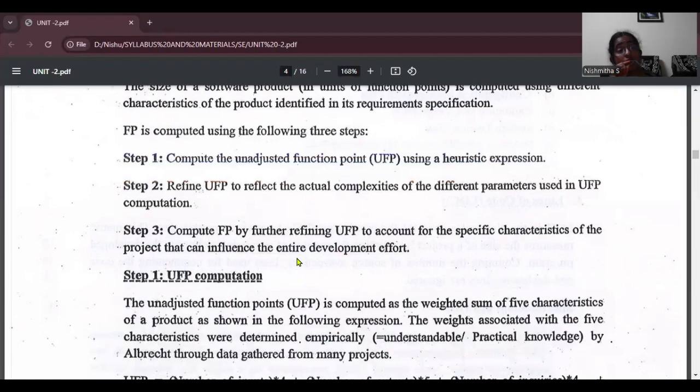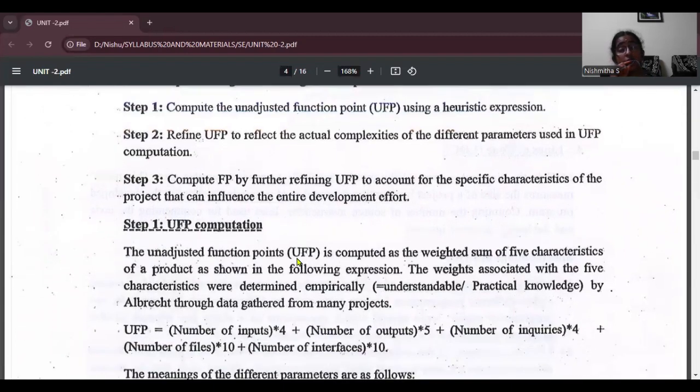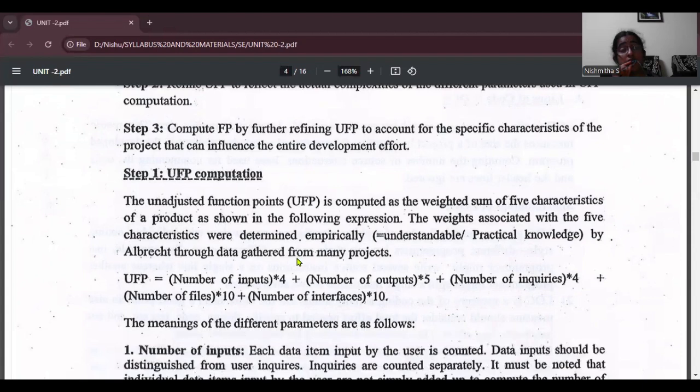UFP computation: the unadjusted function point is computed as the weighted sum of five characteristics of a project, shown in the following expression. UFP = (number of inputs) * 4 + (number of outputs) * 5 + (number of inquiries) * 4 + (number of files) * 10 + (number of interfaces) * 10. This will give you the UFP value of the computation.